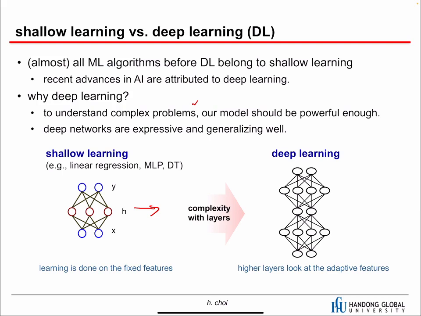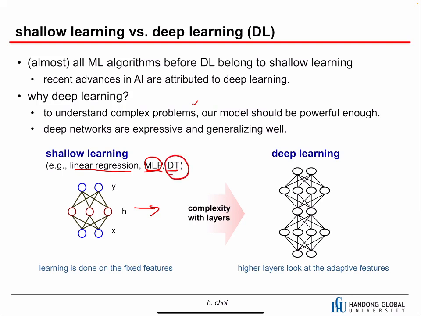Anyway, deep networks are expressive and generalize well, so they have a lot of expressive power. An MLP, multi-layered perceptron, has one or two hidden layers. Including MLP, linear regression and decision trees, all these machine learning algorithms are shallow learning. And from this, if we stack more layers, then we can have deep neural networks.